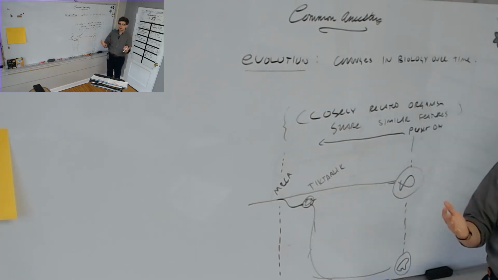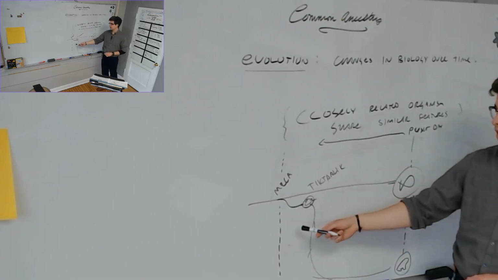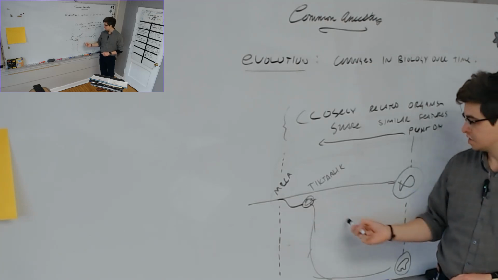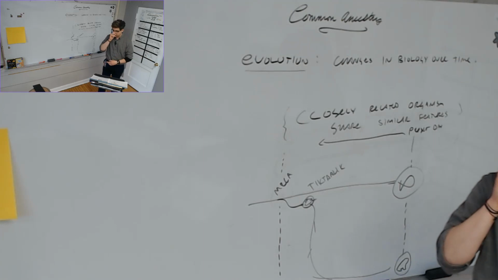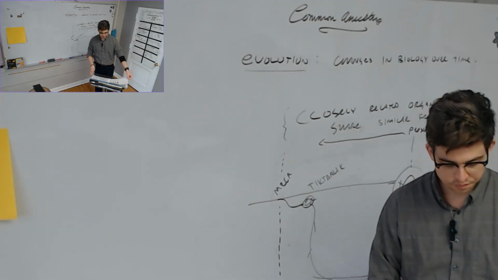So we have a very good idea that Tiktaalik is a lineage that is related to both fish and amphibians, and that it must be somewhere between 400 and 350 million years ago.